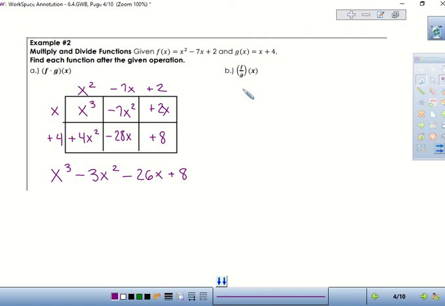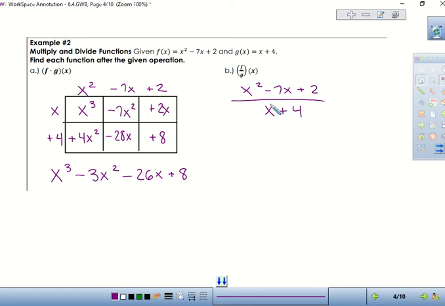So for the next one, it wants us to take f of x and divide it by g of x. So I'm going to write it out as a fraction first and foremost. And then from here, I want to see if there's anything I can do to go a little further with it. In this case, the numerator doesn't factor, so I can't try to cancel anything out. However, I can do division because the degree of the denominator is lower than the degree of the numerator, which means I can divide. So we have the option of using synthetic or long division.